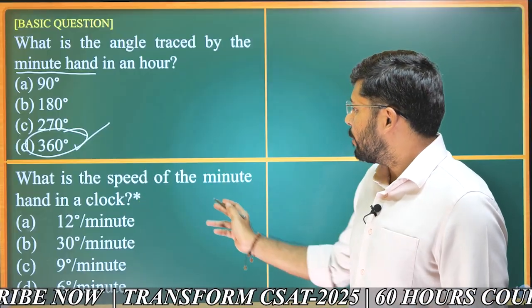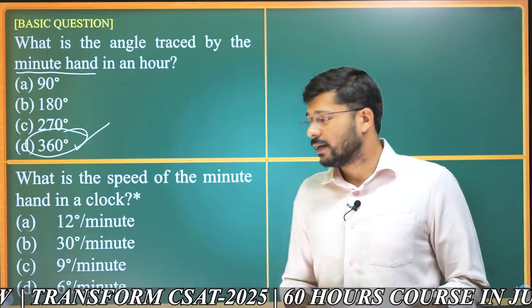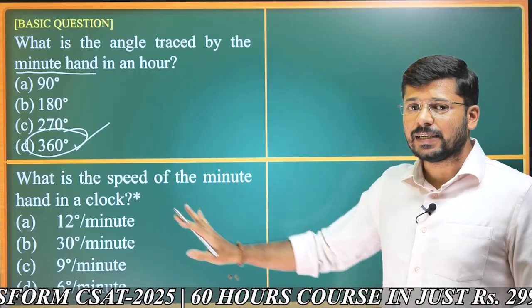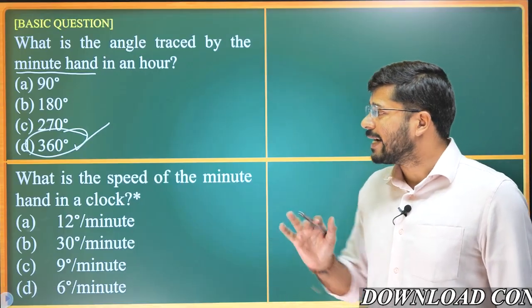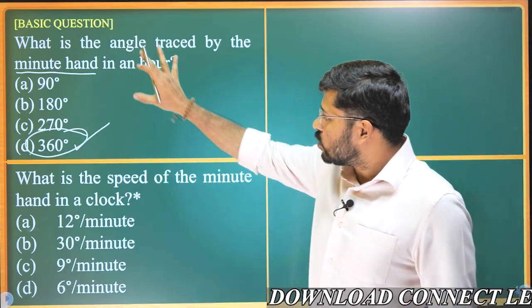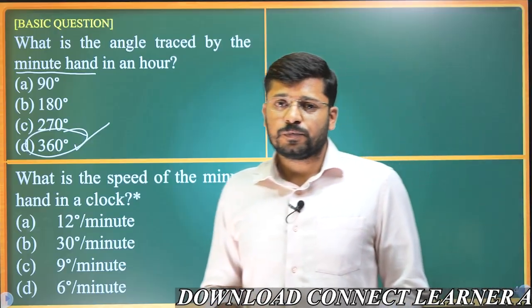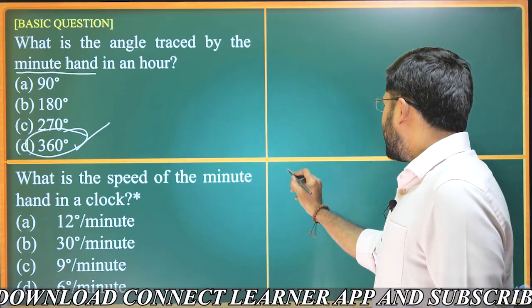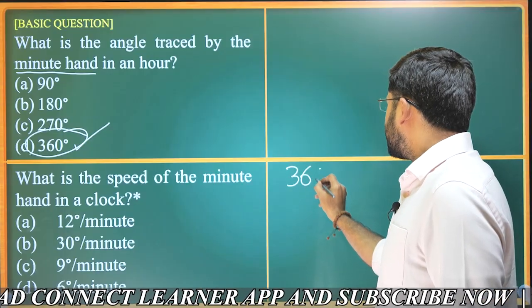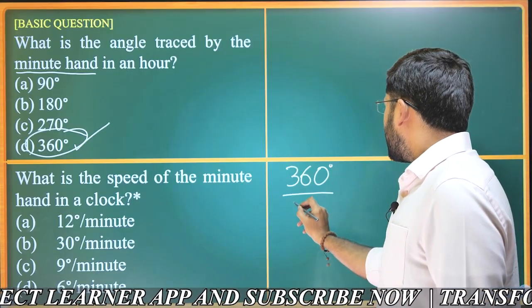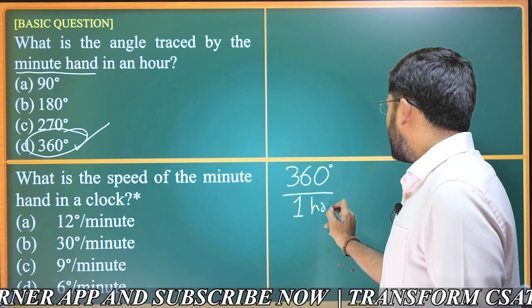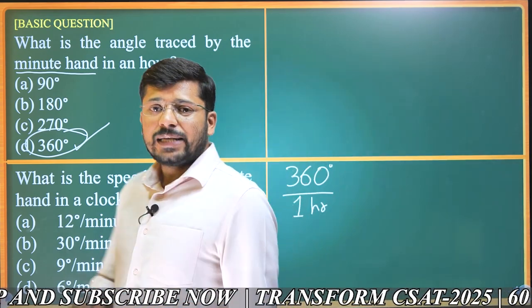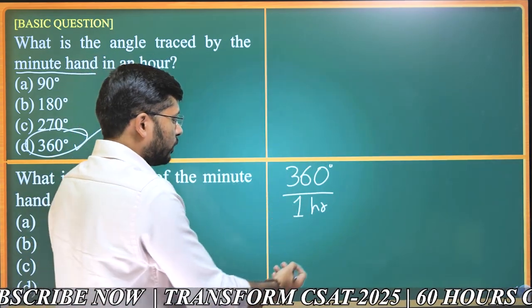What is the speed of the minute hand in a clock? Now we shall derive this. It is very easy. Using this concept, we can derive this one. I will tell you how. Now, we know that the minute hand makes 360 degrees in how much time? In 1 hour. The minute hand makes 360 degrees in 1 hour.